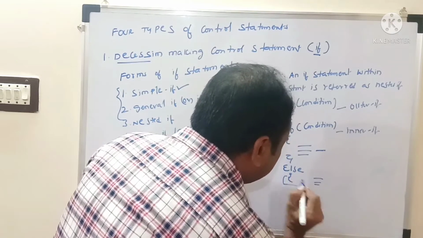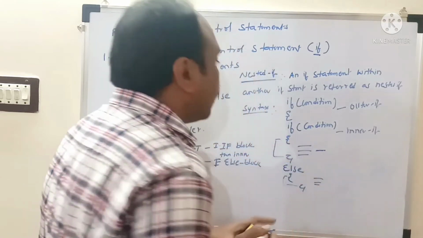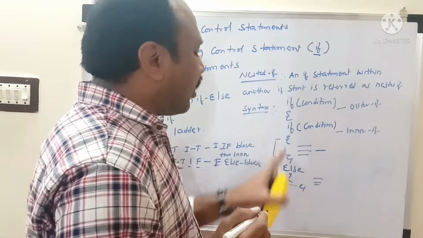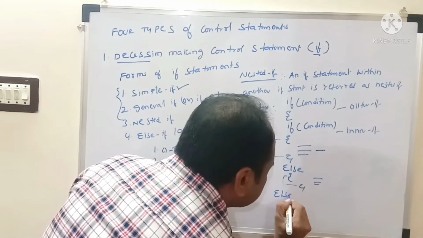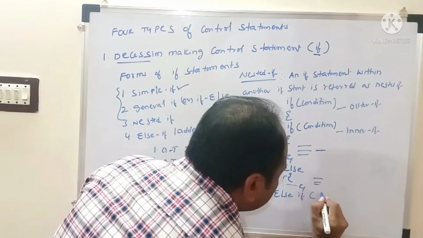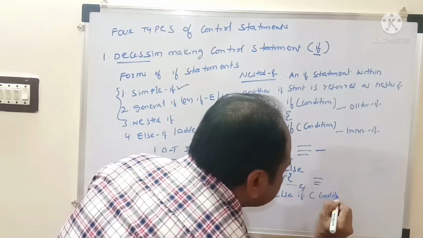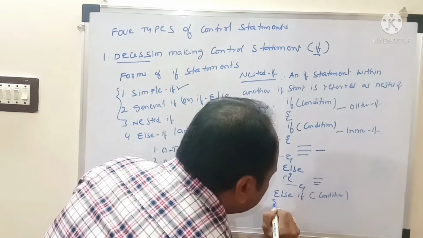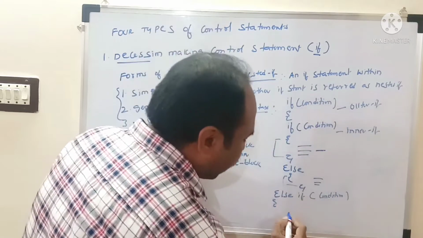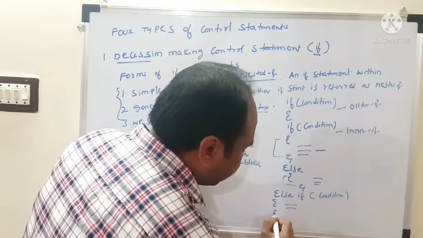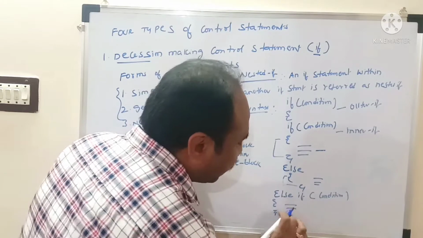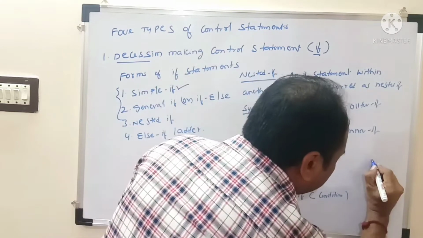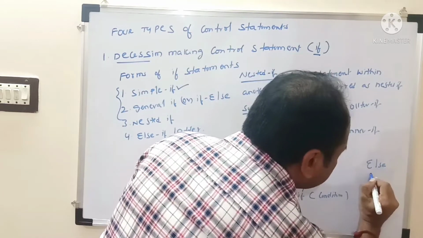This is the close, this is the close. Suppose the outer if is false, then go to the else if block. Check the condition. If it is true, the else if block will be executed. If this is false, the else block will be executed.